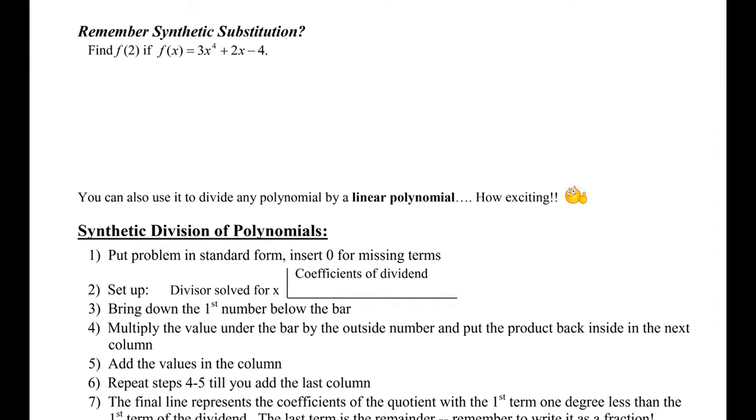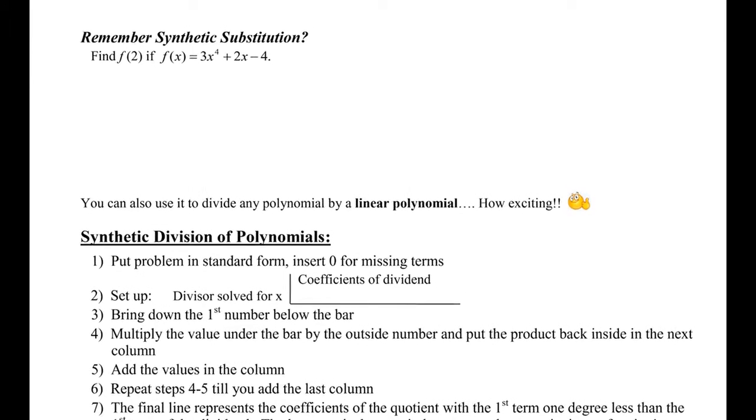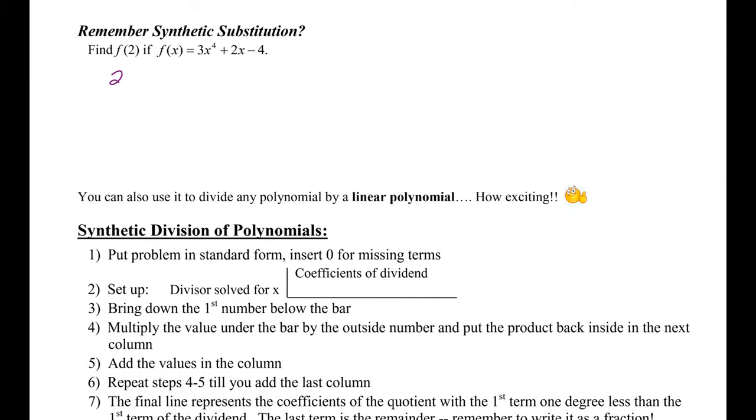Do you remember synthetic substitution, where we put the 2 out front and set up the coefficients? So I have 3. I need a 0 for the x cubed as the placeholder, a 0 as the x squared, 2 for the x, and then negative 4. And we bring down the first term, so we get 3.